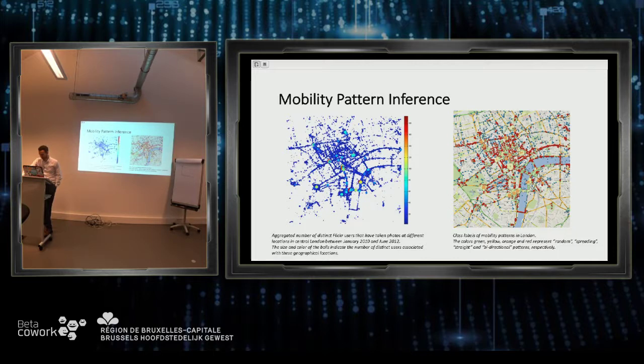So let's see. What's the random pattern? It's, well, very much in the center, right? Well, there are many, many things in London that can make you completely random about it in the center.